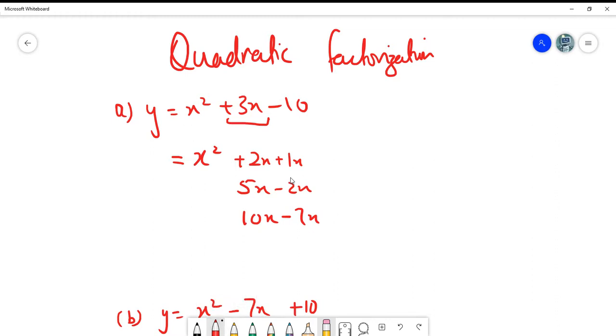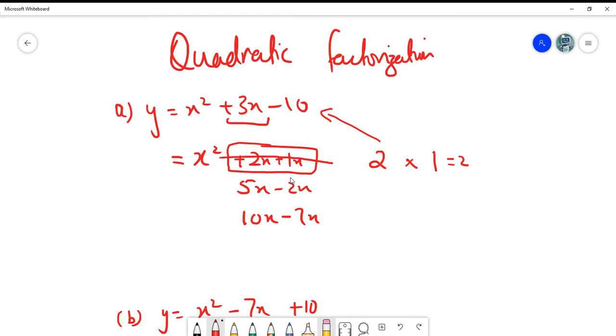Now, 3x can be broken down into these three possible ways and much more, but which one is correct for this particular question? If you look at 2x plus 1x, then these two numbers, 2 and 1, have to multiply to give minus 10. In this case, 2 times 1 is 2. Therefore, this combination is wrong.